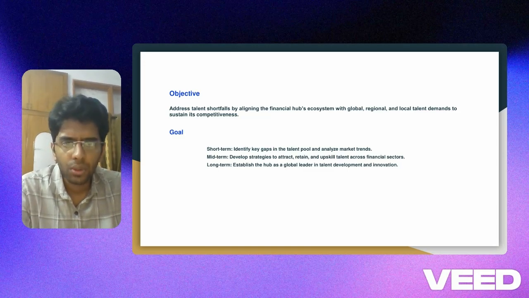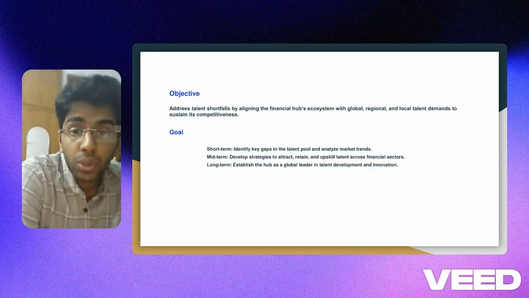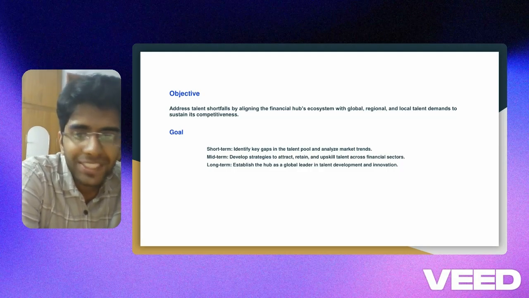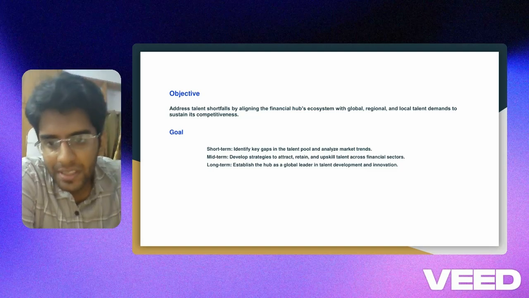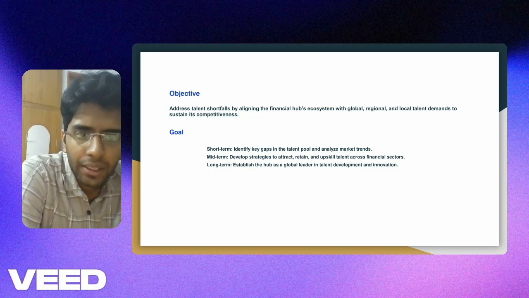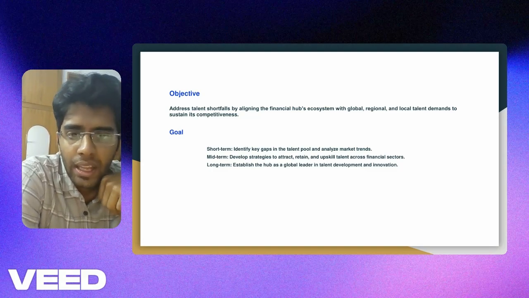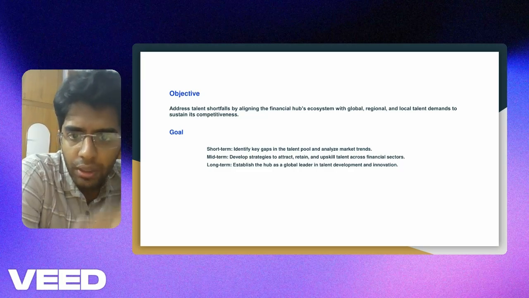So that was about the goals and objectives. Again, I'd just like to retouch upon the objective and goals once again, already discussed, but still going through them. The objective is we need to address the talent shortfalls by attracting the best talents in the world and making sure that we are competitive across the board.